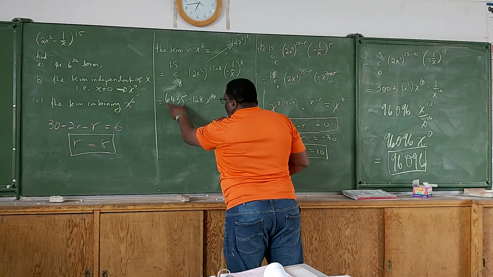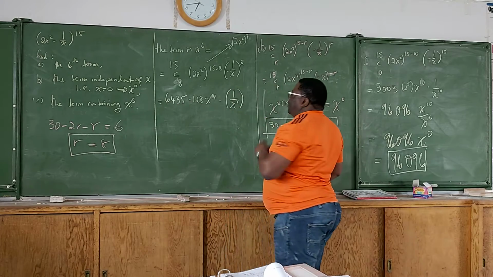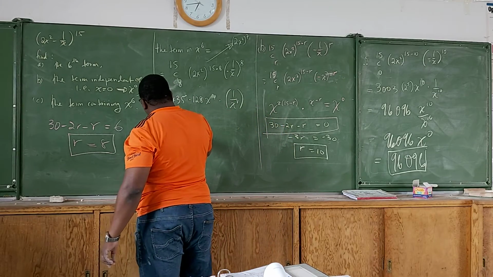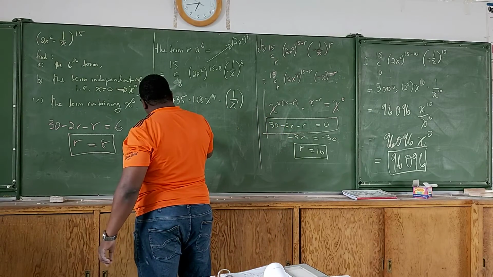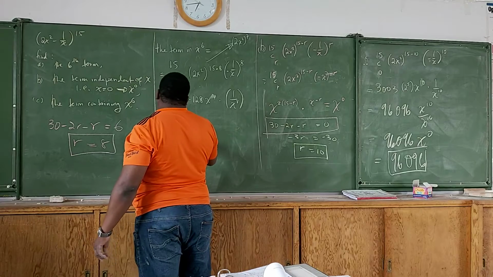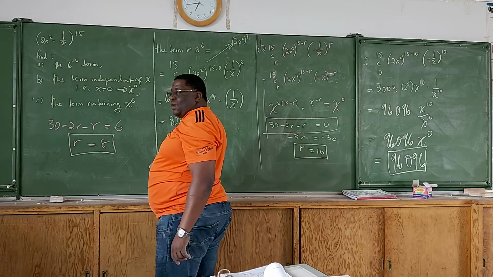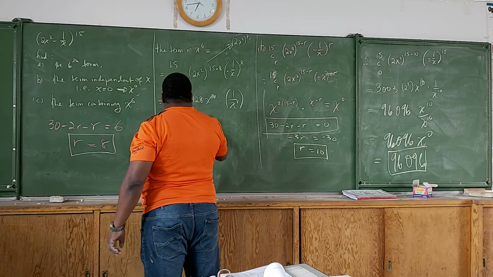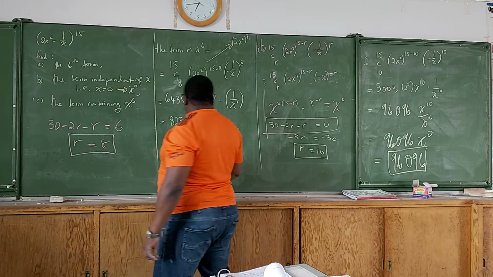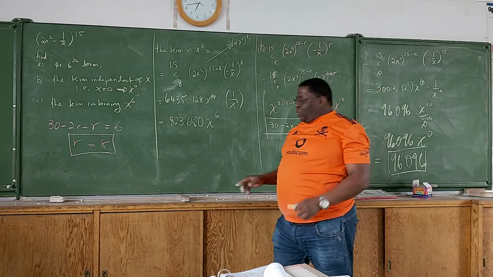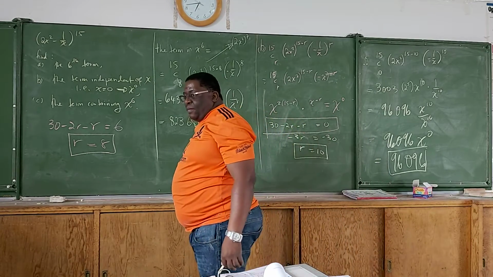Right, so what is 6,435 times 128? I see the x is there. 823,680 x to the power 6. You know where it comes from? x to the 14. Maybe I should show that step. Should I show that step?